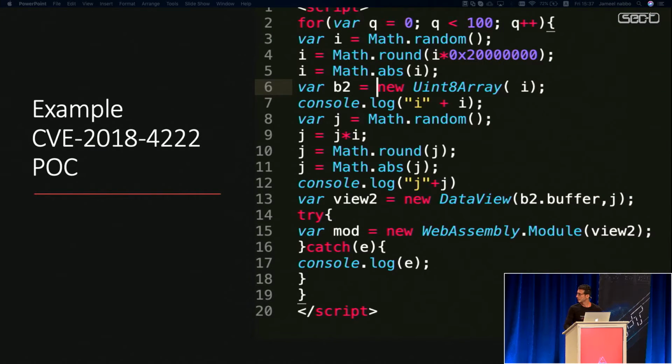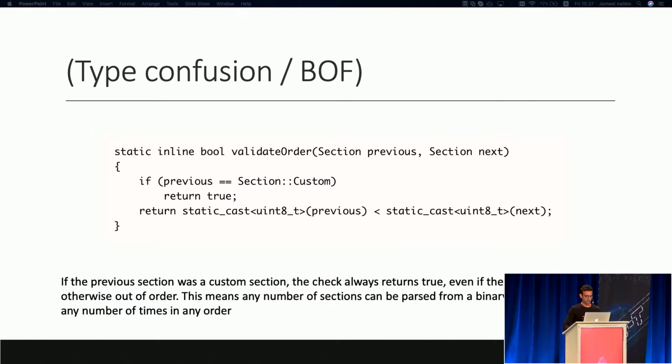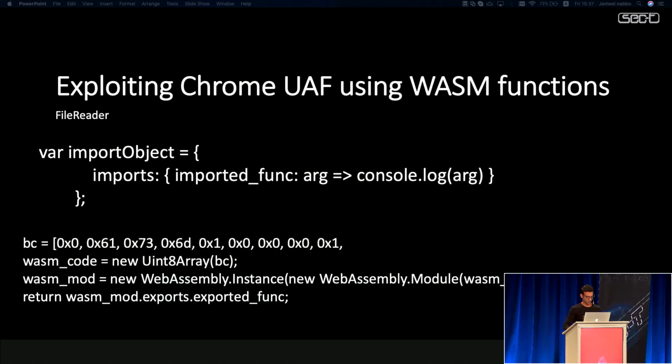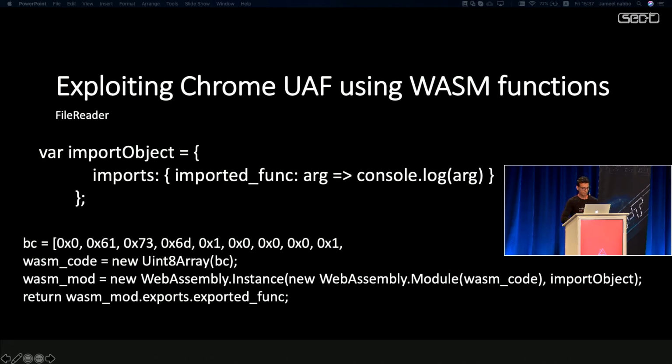This is how the POC looks. Passing a DataView, loading it into a WebAssembly module after creating some fake loops, and we get type confusion with buffer overflow. Now I'm going to perform a quick live demo about using WASM in exploitation.